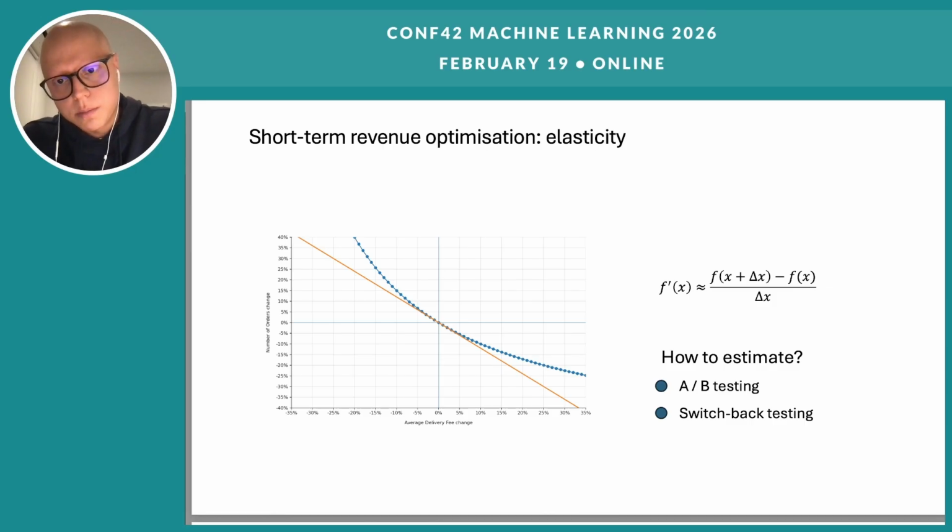So how can that be estimated? There are two main ways that we will be discussing now. One is A/B testing, the other is switchback testing, and there are some other ways, some parametric ways to estimate that dependency using some assumptions about the model that describes your demand. But today we will be just discussing the experiments way of doing this.